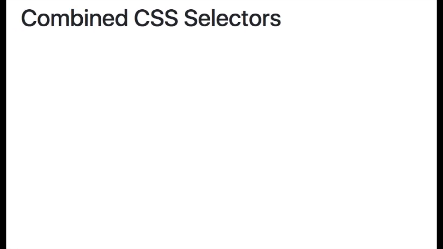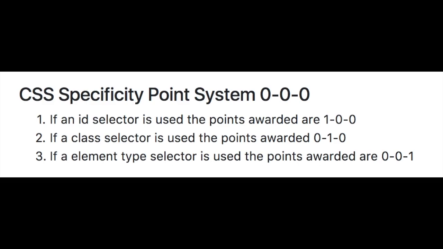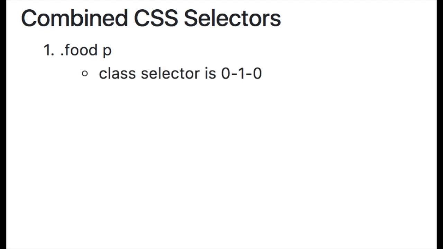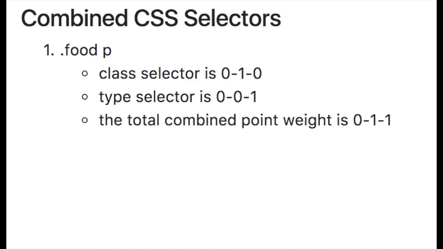And before we practice more, let's look at how combined selectors change a selector's specificity weight. Remember, each selector has a weight, so when we combine them, the browser will calculate the additional weight. So let's look at our first one, .food space p. It's going to have a class and type selector. So we know that the point value for class is 0-1-0, and the point value for a type is 0-0-1. So if we combine those two, we get 0-1-1, and that's going to be the new weight of this selector.